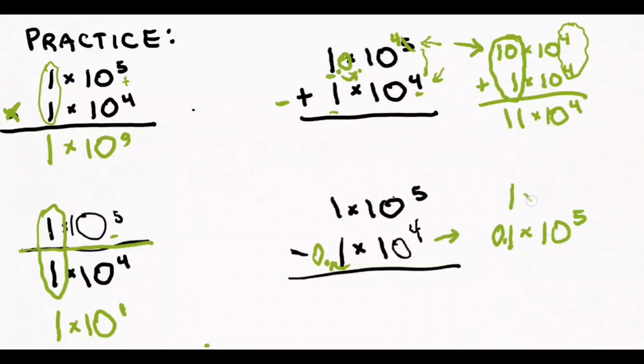And then this is going to stay the same, 1 times 10 to the 5th. We won't need to change that. And this is subtraction. So 10 to the 5th stays the same. We just drop that down. And we go 1 minus 0.1, which is 0.9. So the answer is 0.9 times 10 to the 5th.